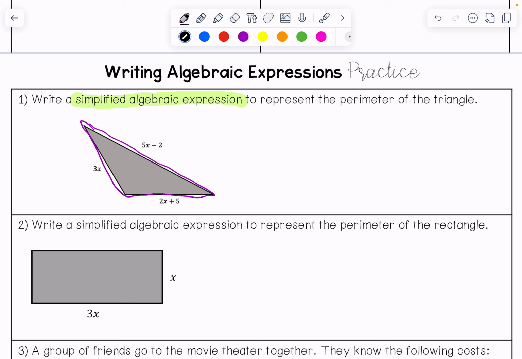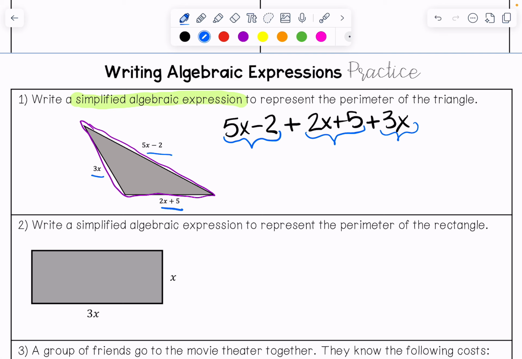So what I'm going to be doing is I'm going to be adding up all of my sides. So if I look at my sides, I have 5x minus 2 is one side, plus another side is 2x plus 5, and then that last side is 3x. So when we look here, I have my 3 side lengths included. All right. Now, this would be an algebraic expression to represent the perimeter of the triangle, but we want to make it a simplified algebraic expression.